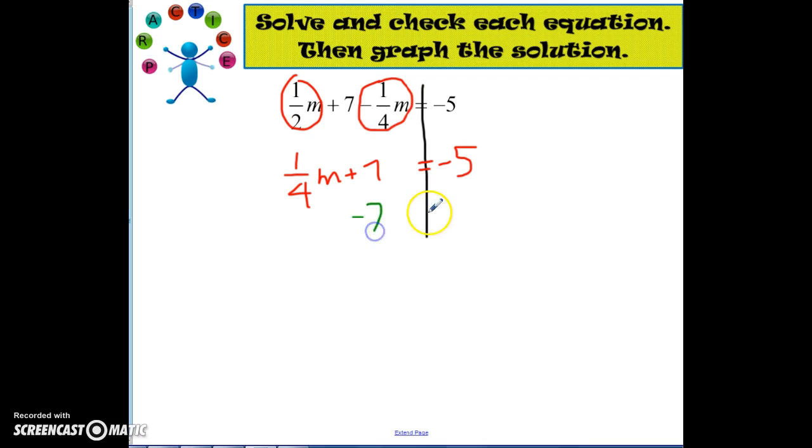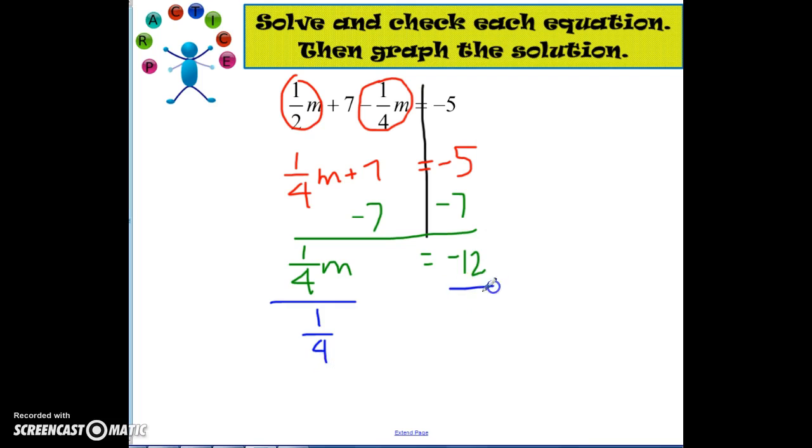Then we're going to subtract 7 from both sides. 1/4 m equals negative 12. Then we're going to divide by the coefficient. Remember that dividing by 1/4 is the same as multiplying by 4, which means m equals negative 12 times 4, or negative 48. Go ahead and pause it to do your check.